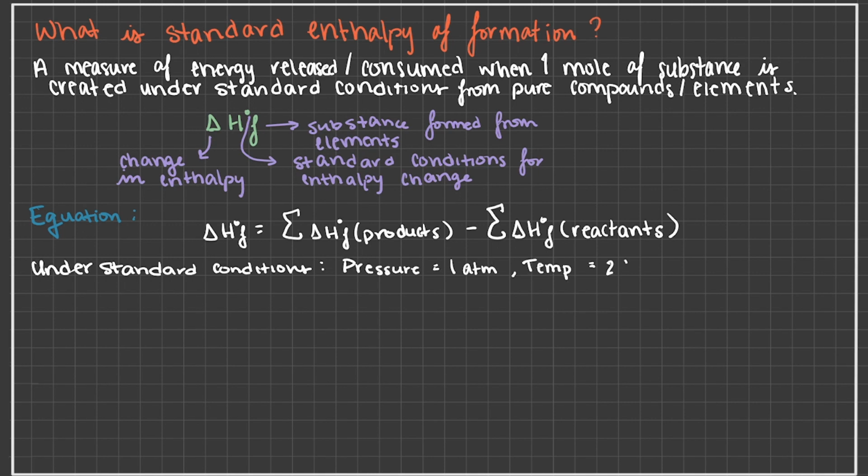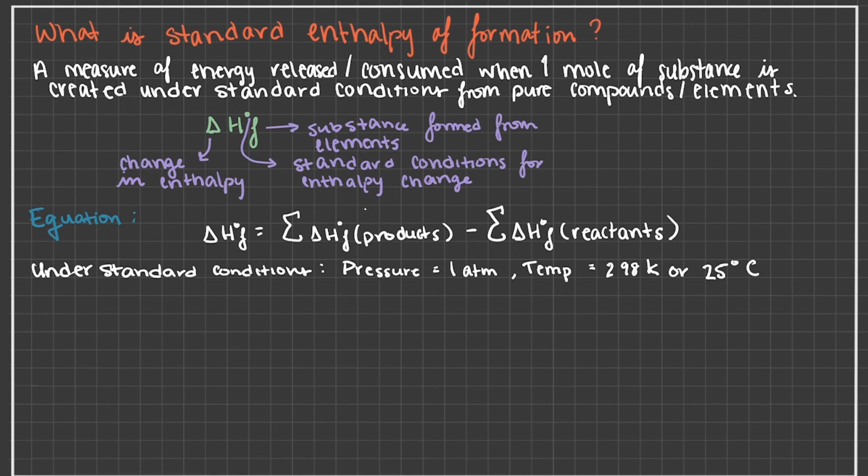Now, standard conditions means that our pressure equals 1 atmosphere or 1 atm. It can also be written as 760 millimeters of mercury or 760 torr. And our temperature is going to be 298 Kelvin or 25 degrees C. Usually this information comes in handy when someone asks you what the standard is, and when it's asking you any other questions related to the energy.